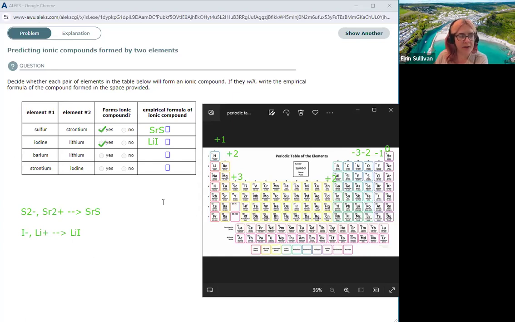So barium and lithium. Barium is a group 2 metal. Lithium is a group 1 metal. So 2 metals cannot form an ionic compound or a molecular compound. So no, it does not form an ionic compound.